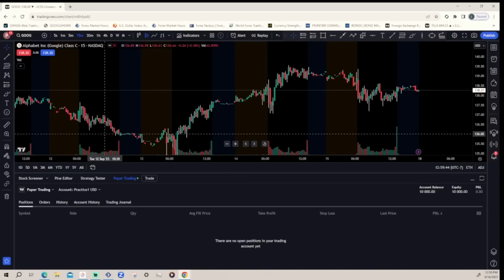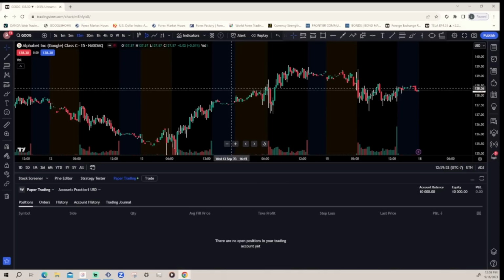So how it works is, these tabs up here, the red and blue tabs, are going to be your buy and sell tabs. What you would do is you would click on, obviously the market is closed right now, but if the market was open, if you wanted to take a long position, you would hit the blue tab. If you wanted to take a short position, you would hit the red tab.